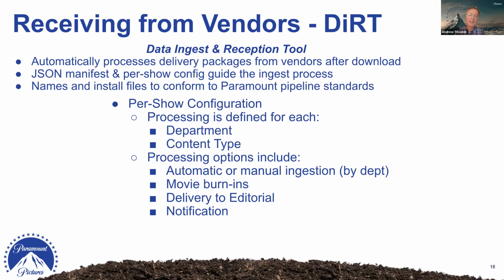Processing options include things like automatic or manual ingestion. So we can choose for a particular department, we want it to go straight through automatically, or we want human intervention. We always want to maintain that option of manual control. Movie burn-ins and a variety of different burn-ins can be chosen and set up for each movie that goes in, whether or not it goes on to editorial, and of course, whether or not there is notification and to whom notification gets sent. Lots of notifications. Next slide, please.